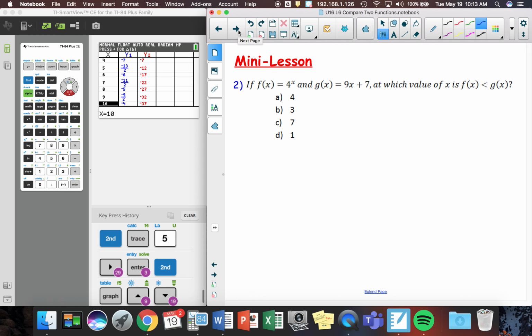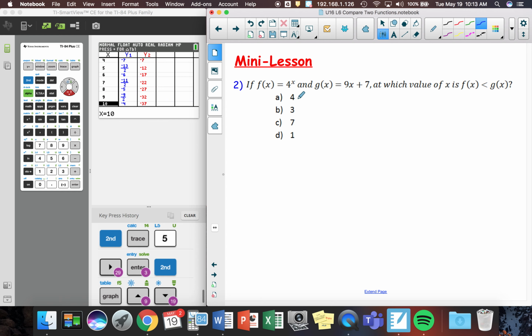Okay, so let's try this one. It says if f of x equals 4 to the x power and g of x is equal to 9x plus 7, at which value of x is f of x less than g of x? Okay, for this one, first of all, we don't know how to get rid of this x in the exponent yet. You're going to learn that in Algebra 2. So I can't use algebra for this. I'm going to use my calculator.